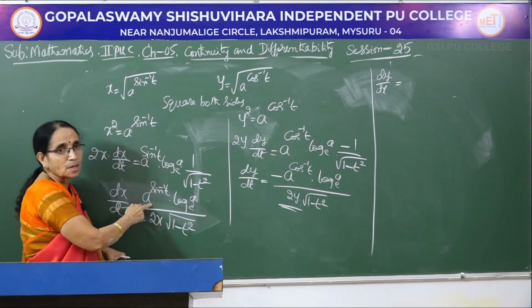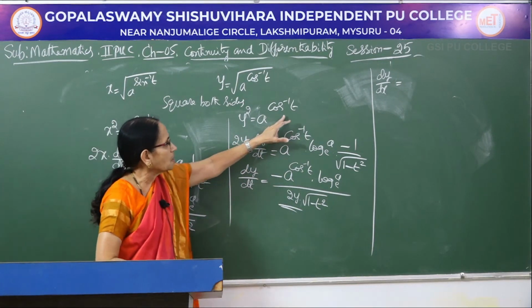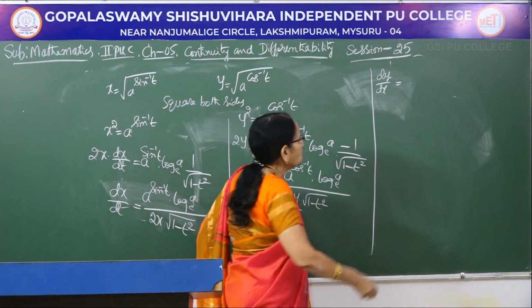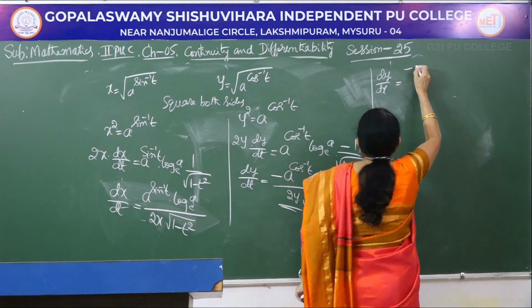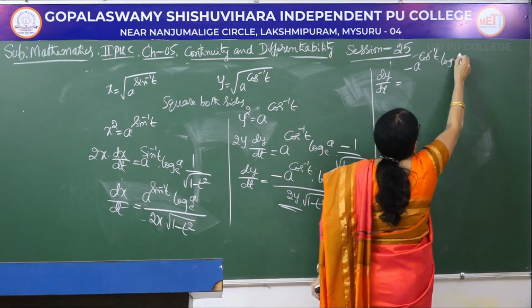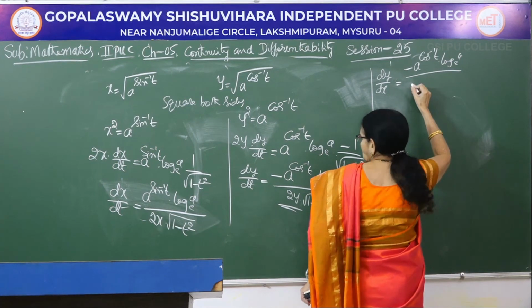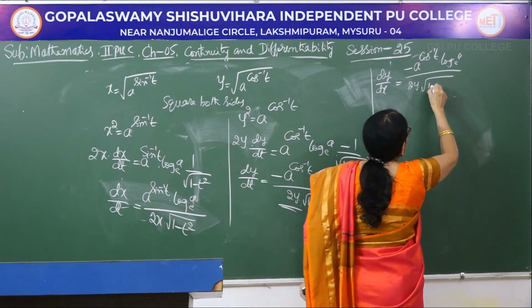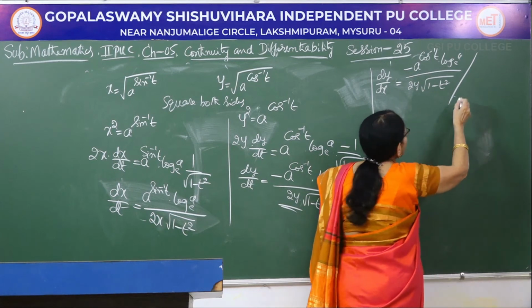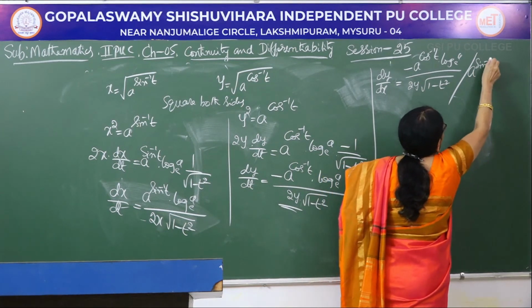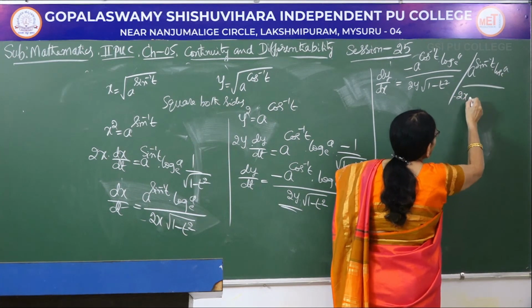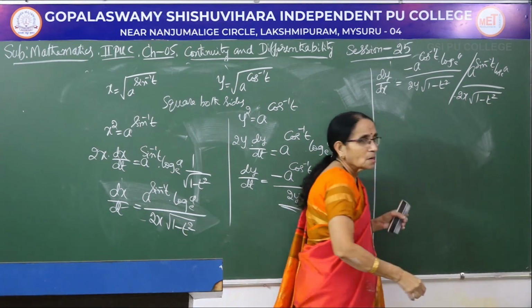X square, which I am having here. Similarly, a to the power cos inverse t can be replaced by y square. First, let me write it as it is, then we will write the exact value. So, it is minus a to the power cos inverse t into log a to base e divided by 2y into root 1 minus t square. Then, I can write dx by dt. It is a to the power sin inverse t into log a to base e divided by 2x into root of 1 minus t square.